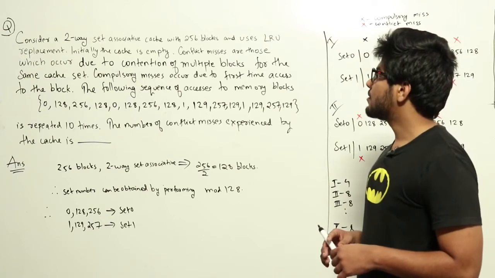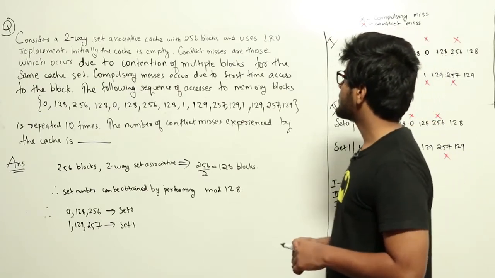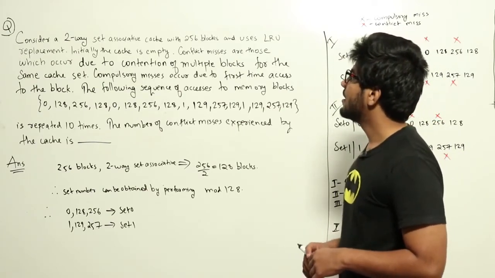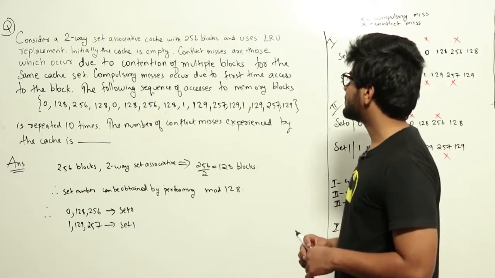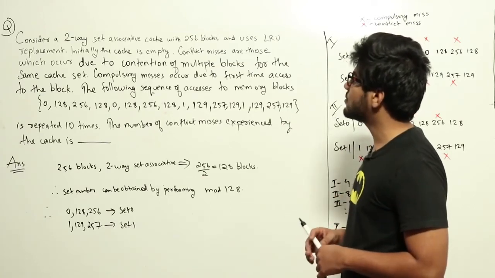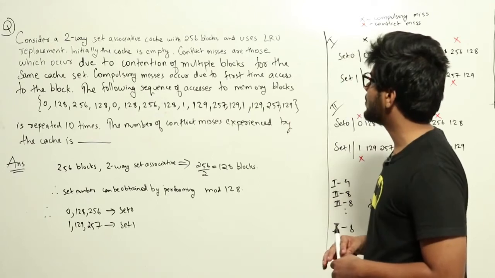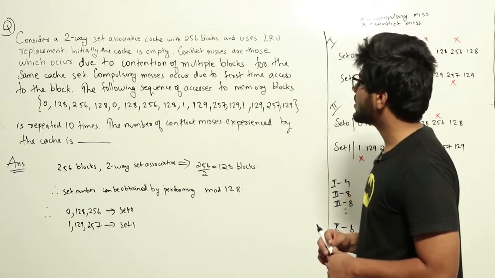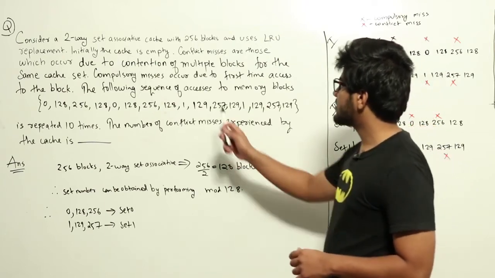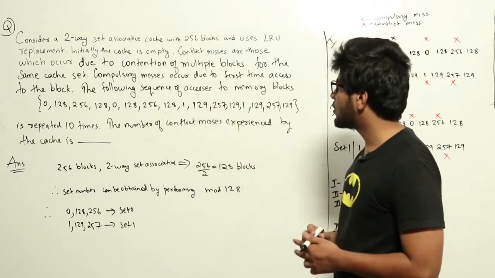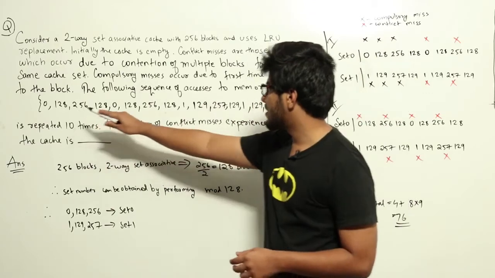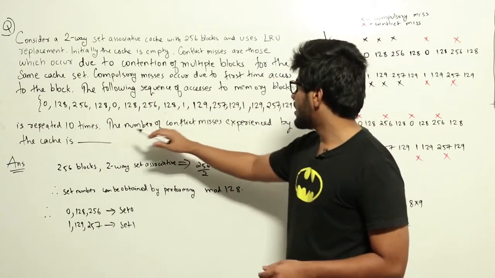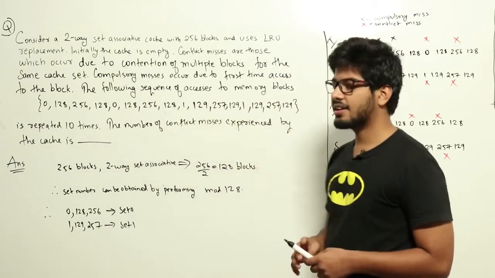Consider a two-way set associative cache with 256 blocks and uses LRU replacement. Initially, the cache is empty. Conflict misses are those which occur due to contention of multiple blocks for the same cache set. Compulsory misses occur due to the first time access to the block. The following sequence of access to memory blocks is repeated 10 times. They have given us a sequence of accesses. The number of conflict misses experienced by the cache is dash.